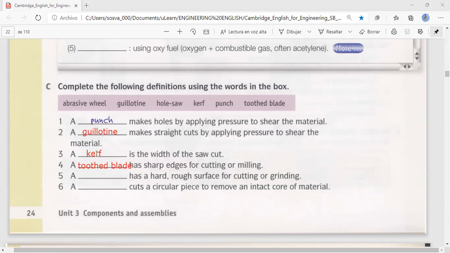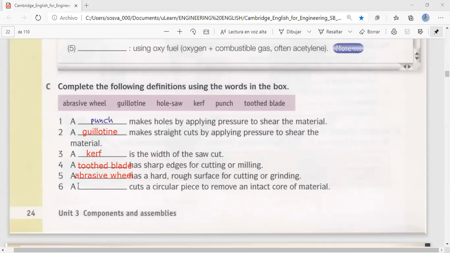Then we go to number 5, that says it has a hard surface for cutting or for grinding. It's easier for that because I can use the abrasive wheel, because the surface is raw. So the abrasive wheel is the option. And to finish, number 6, please.